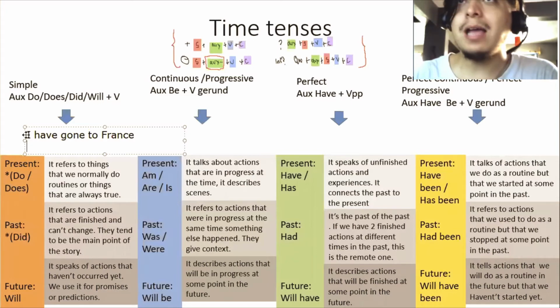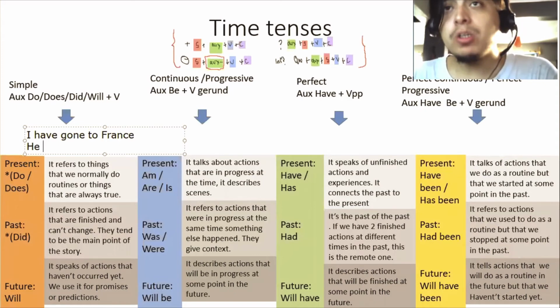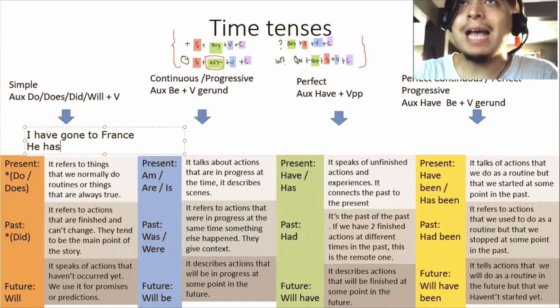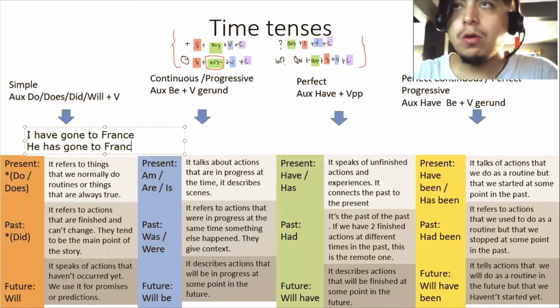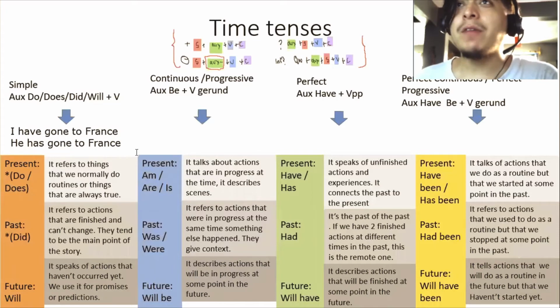So you can say, I have gone to France, or in the third person, he or she, you don't use have, because this is the present perfect. It uses the rules of the present. In the present, the third person has an S. So has. He has gone to France. Okay? So this is what you have. In the present perfect, I have gone to France, or he has gone to France.